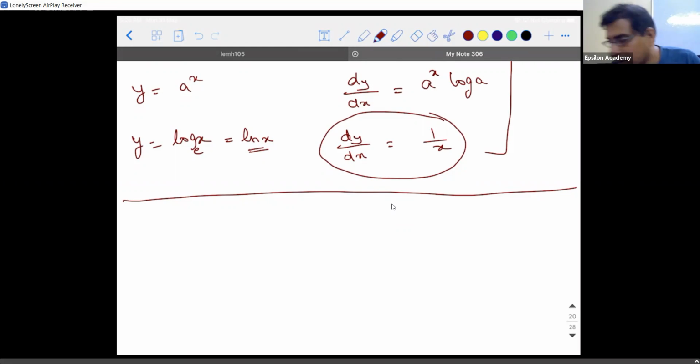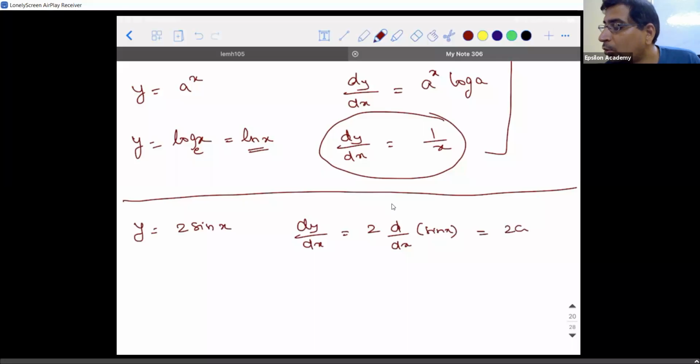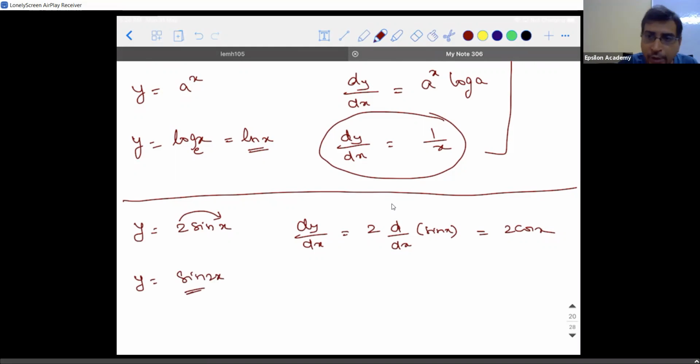Now comes an important question. If I give you y is equal to 2 sin x, what is the derivative? Correct? 2 into d by dx of sin x. That is going to be 2 cos x. It's a very, very simple problem. But if I push the same 2 to the argument, that is, if I put a question like y is equal to sin 2x, what is going to be the answer?